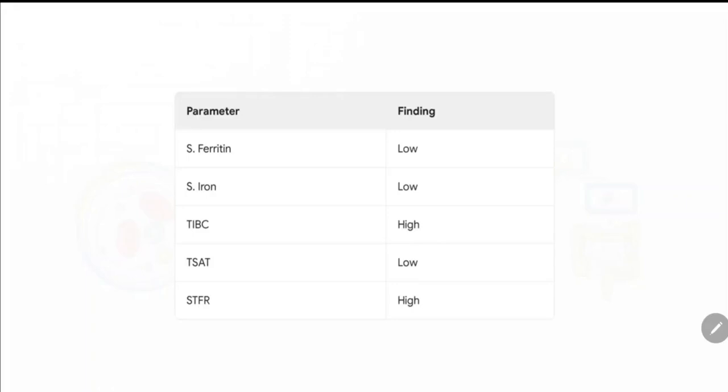And coming back to our opening question, why is serum ferritin the earliest marker? Because the body will always deplete its storage iron, the ferritin, way before it ever lets those circulating hemoglobin levels drop.